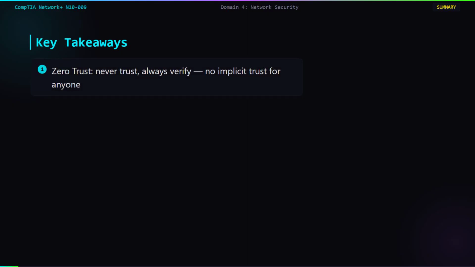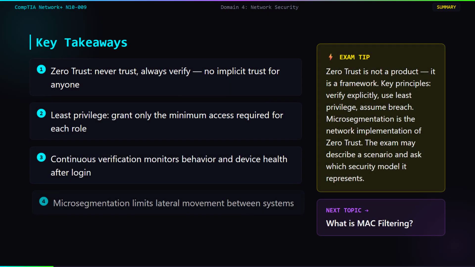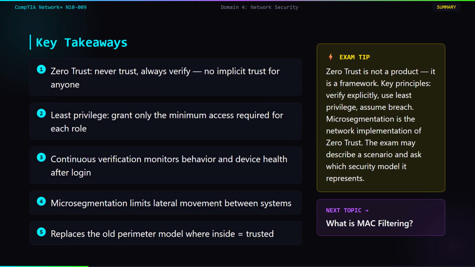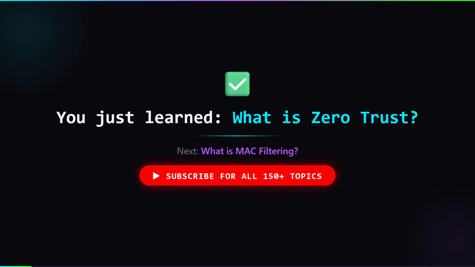Quick recap before you go. 1. Zero trust. Never trust, always verify. No implicit trust for anyone. 2. Least privilege. Grant only the minimum access required for each role. 3. Continuous verification monitors behavior and device health after login. 4. Microsegmentation limits lateral movement between systems. 5. Replaces the old perimeter model where inside equals trusted. That's what is zero trust covered.